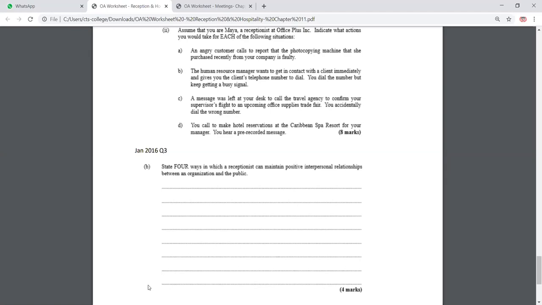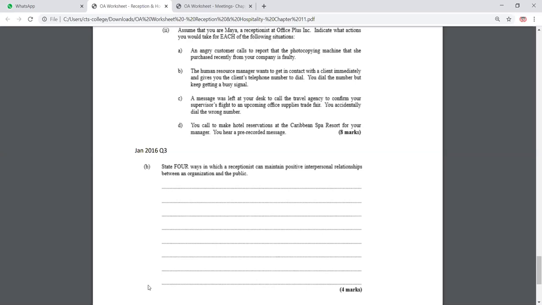Respectful. Be respectful. So, four ways in which a receptionist can maintain positive interpersonal relationships. Interpersonal means the relationship between the organization and the public. So one answer would be to be professional, aware of the importance of the role and its importance to the organization. That is one.